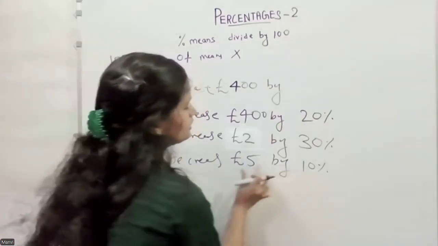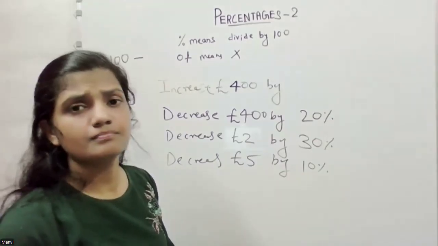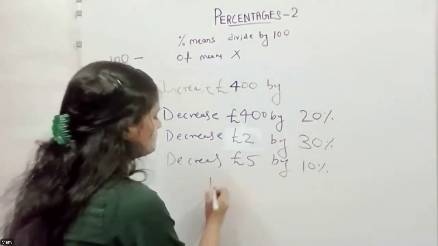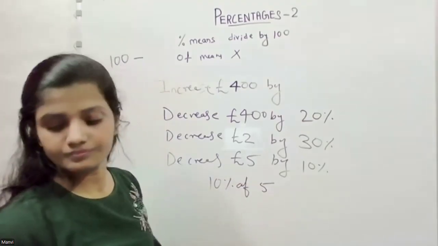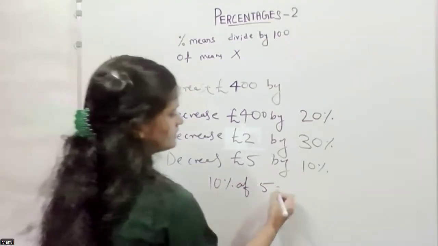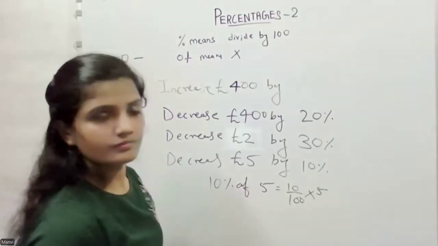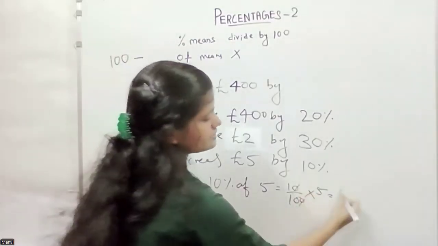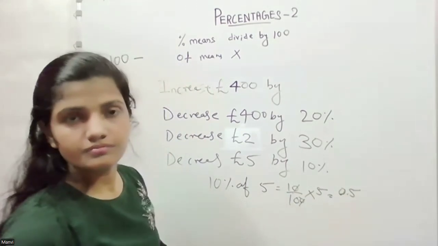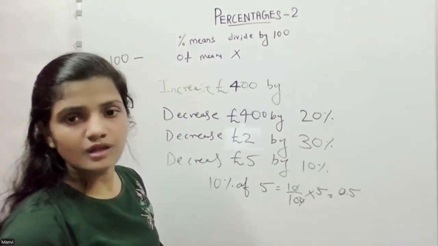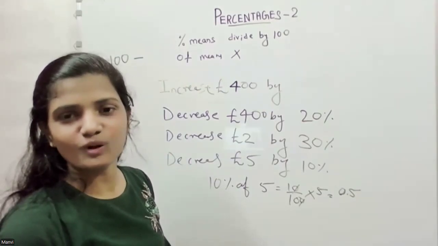What will be the answer for 10% of £5? 4.9. No. For this one, 10% of 5 pound is what? Is 10 by 100 times 5. This will be 0.5. Yes. Oh, yeah, it is. 0.5. No, I got 0.1. How? I did 5. How 0.1? Oh. Where did you get that one?